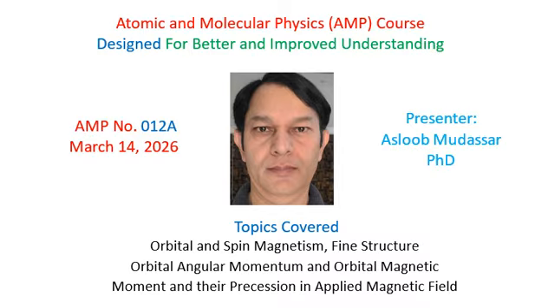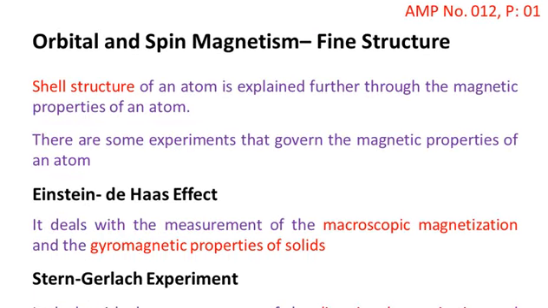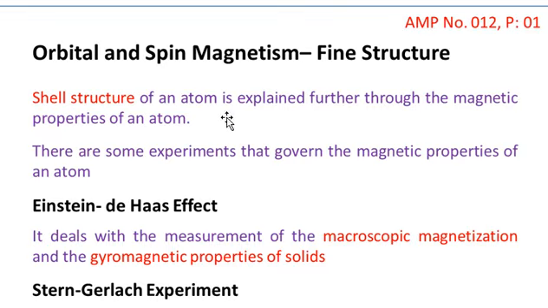Physics. Today I shall be covering the following topics: orbital and spin magnetism, fine structure, orbital angular momentum, and orbital magnetic moment and their precession in applied magnetic field. Orbital and spin magnetism. Shell structure of an atom is explained further through the magnetic properties of an atom.